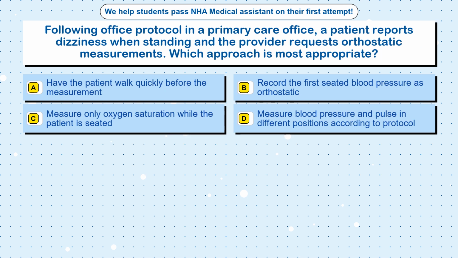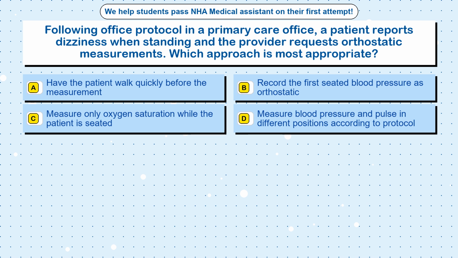Question 39. Following office protocol in a primary care office, a patient reports dizziness when standing and the provider requests orthostatic measurements. Which approach is most appropriate? Option A. Have the patient walk quickly before the measurement. Option B. Record the first seated blood pressure as orthostatic. Option C.